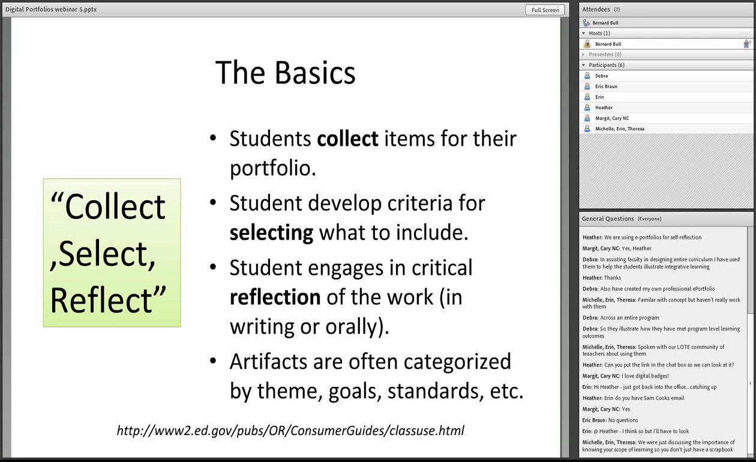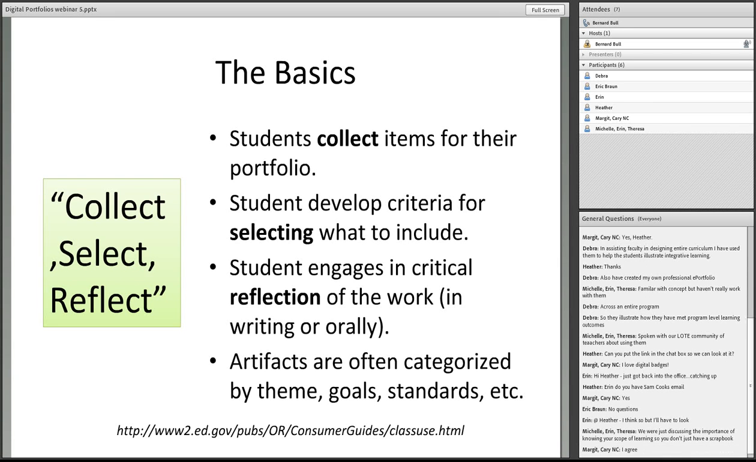Yeah, that makes sense, Michelle, Aaron, Teresa. So understanding the scope of the learning, so you don't just have a scrapbook, right? That it has some kind of direction.